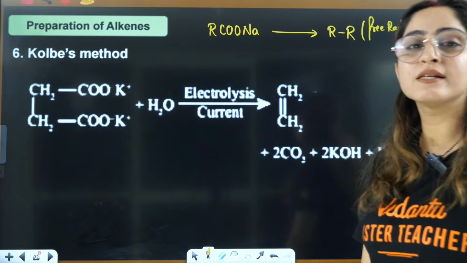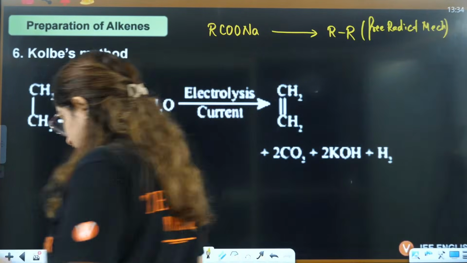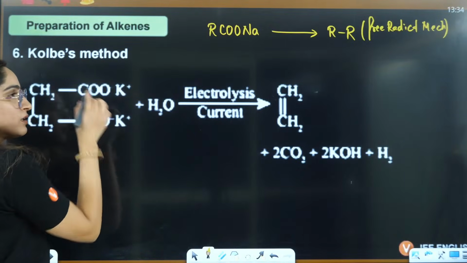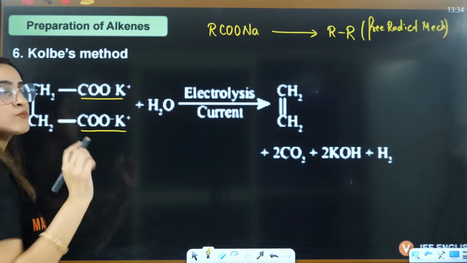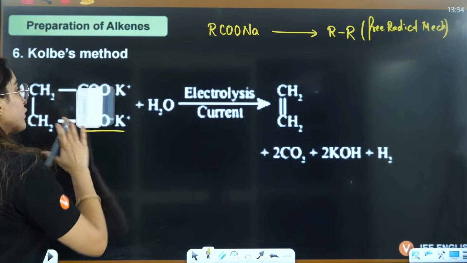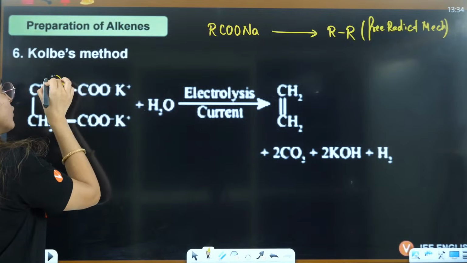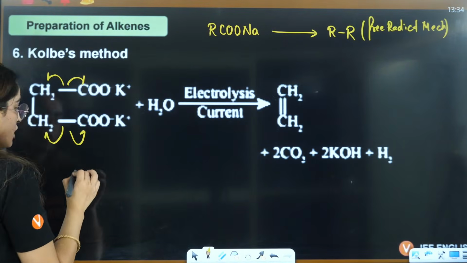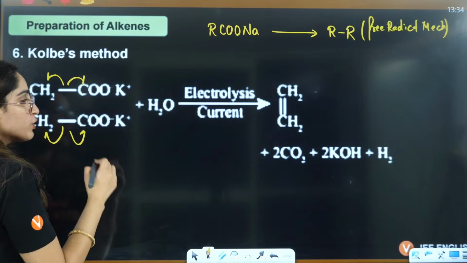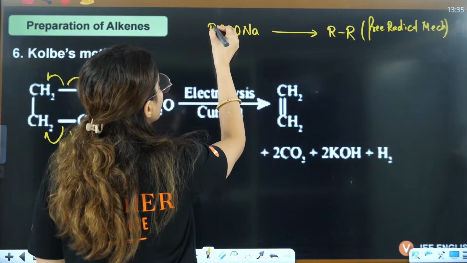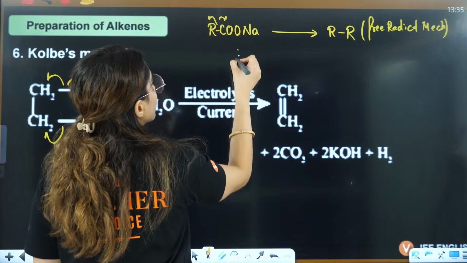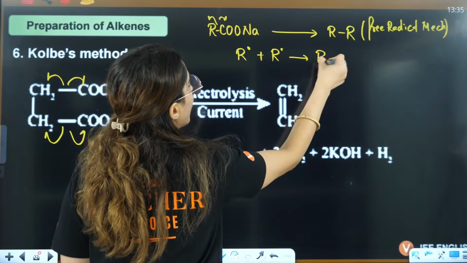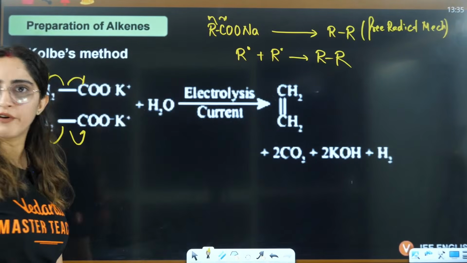Now, how it is if you have dicarboxylates, that means in one compound only you have two carboxylic acid groups. What will happen? Here homolytic cleavage will take place, here homolytic cleavage will take place. This is how we used to do here. Homolytic cleavage, then you have the formation of R, then two R will combine and they will give you R-R. Okay, this is what we did.